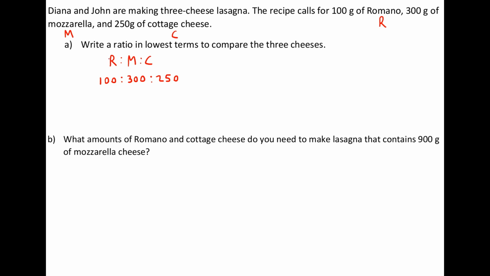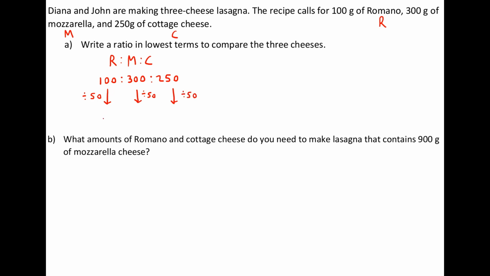cheese. Now, to get these in lowest terms, let's try to divide these by numbers that are divisible in each of them. So in this case, I'm seeing that I can divide each of them by 50, it looks like. So let's try that instead. I'm going to divide 100 by 50. I'm going to divide 300 by 50. And I'm going to divide 250 by 50. Let's see what I get here.